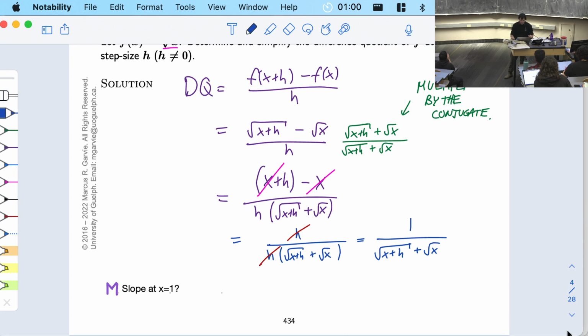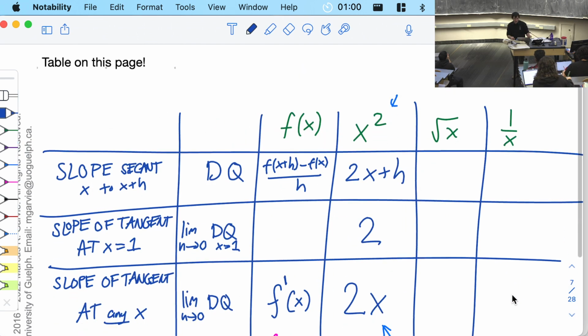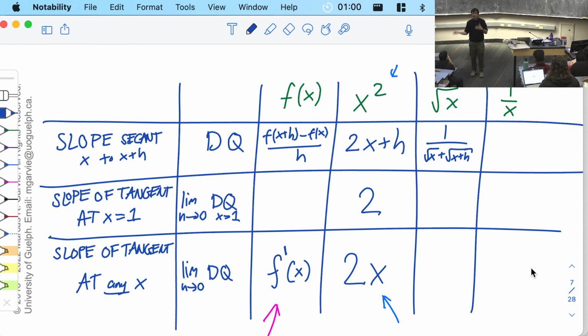I'll freeze that while I go to the table and fill it in. We have figured out that the difference quotient is 1 over the square root of x plus the square root of x plus h. Okay, maybe it was written in the opposite order, but that's what it is. So it involves x and h. It involves the 2 points.